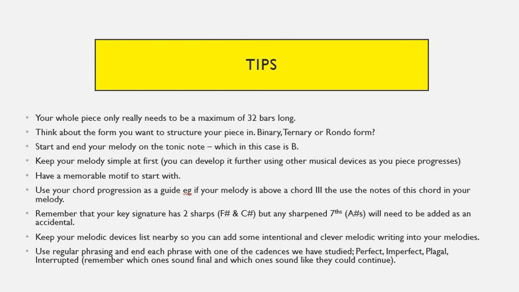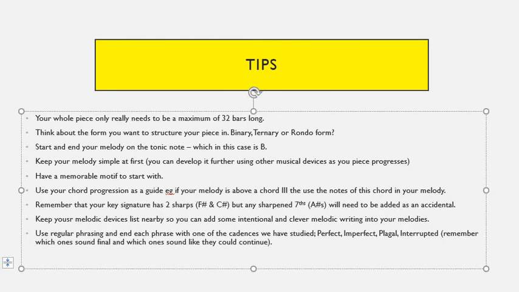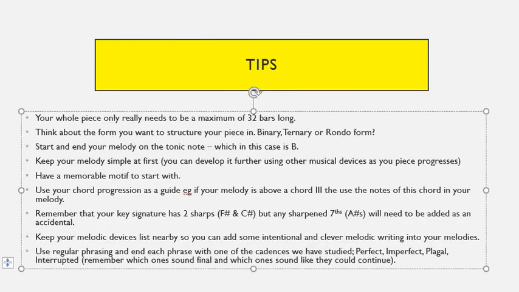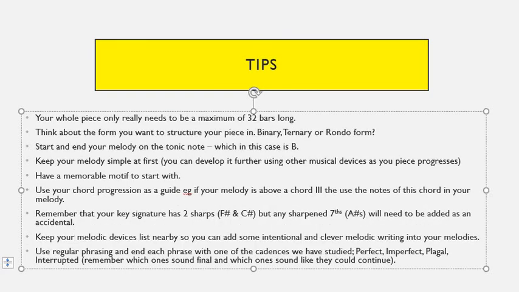Okay, next point. Remember that your piece has 2 sharps, F sharp and C sharp, but they will live in the key signature, so you don't need to add those throughout your piece because they're implied in the key signature. But because we're in a minor key, your A sharps, which is the 7th note, need to be added as accidentals. I should probably have checked my spelling before I did this. What am I doing? Accidentals, there we go.